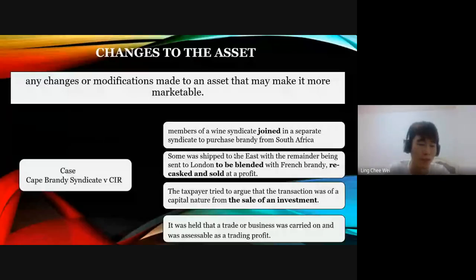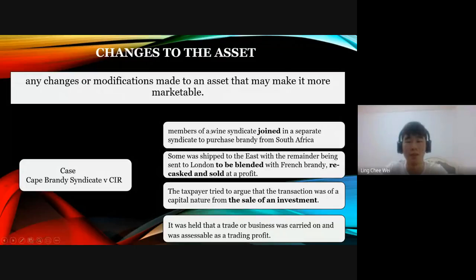The case is about Cape Brandy Syndicate versus CIR. So in this case, the members of a wine syndicate joined in a separate syndicate to purchase brandy from South Africa. It means that he joins another company, and is the same. How to say, the other company is also to sell the whiskey, right?